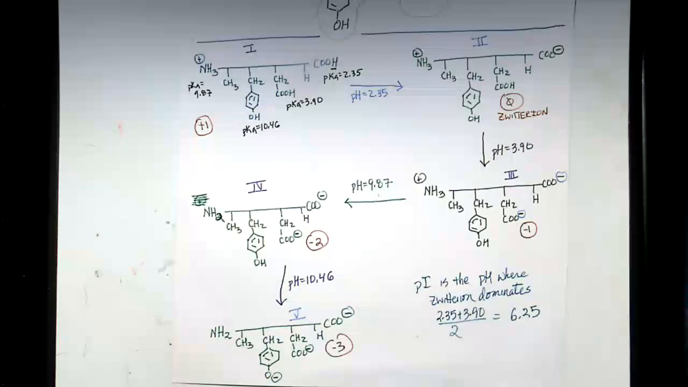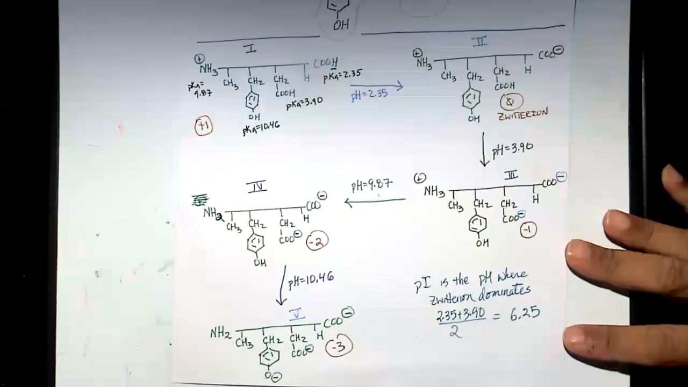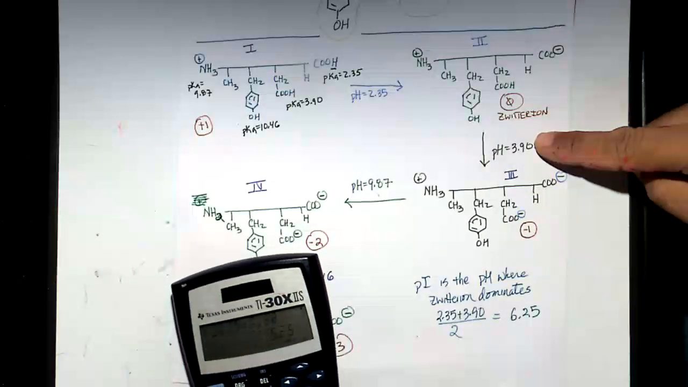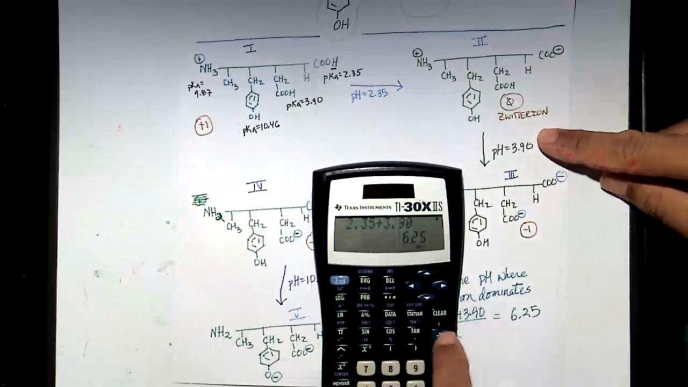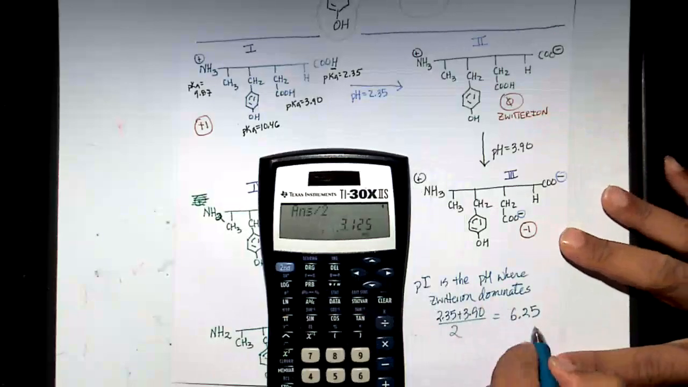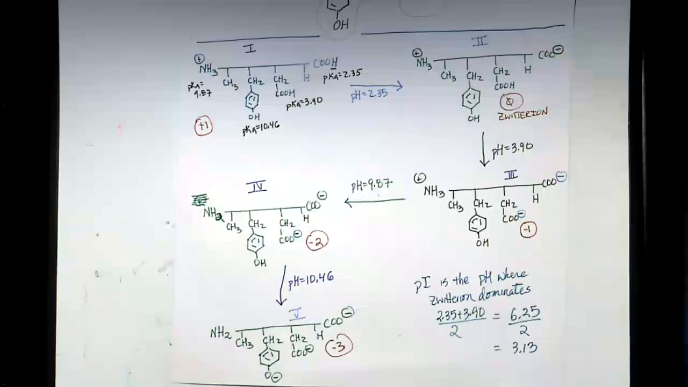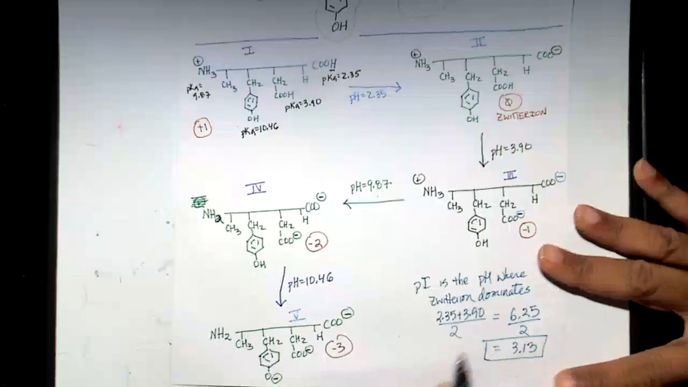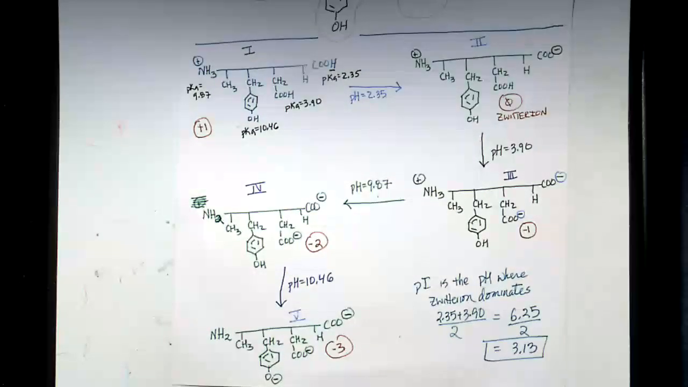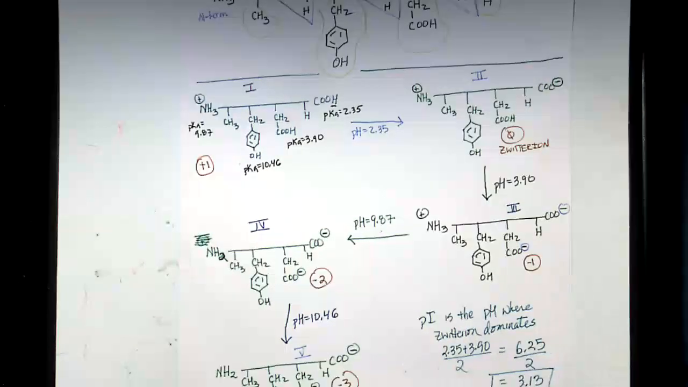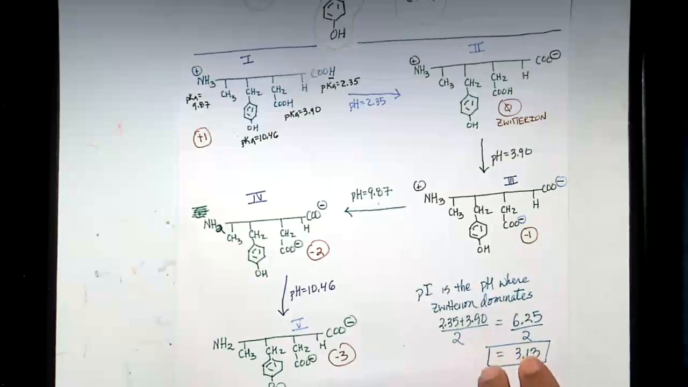Then you divide it. I did divide it by 2, didn't I? You didn't divide it yet. Yes, you're right. 3.13. Okay, there you go. Thank you. So at pH 3.13, this is the most dominant. Okay, so this is the answer.